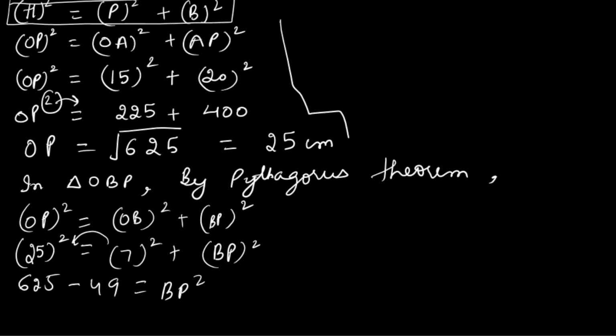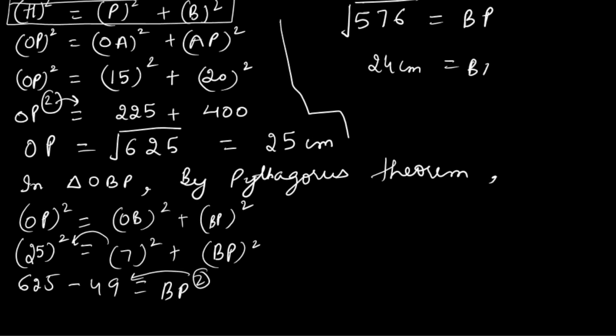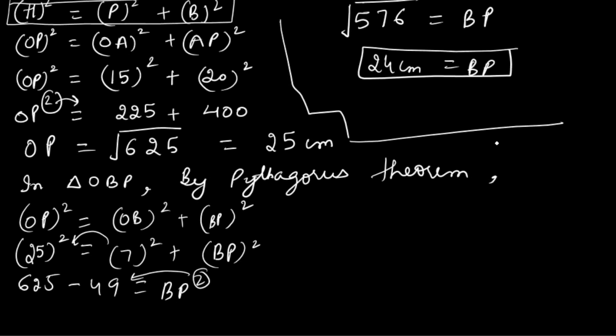What is 625 minus 49? It will be 576. Then the square we will shift to the other side because we have to find BP, and it will become a square root. So the square root of 576 is 24 centimeter. Navya has already given the answer. So BP is equal to 24 centimeter.